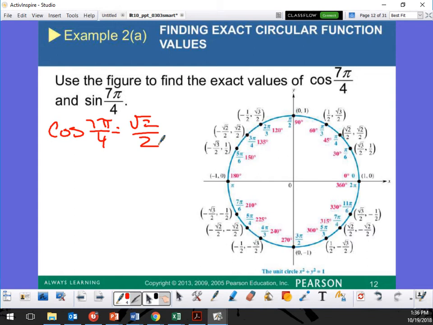Are you guys okay on that? Okay, you guys are quiet, so I just got to check with you. So sine 7 pi over 4. Sine is which value, class? Y. What is the y value at 7 pi over 4? There we go. Is that easy now? Pretty easy.